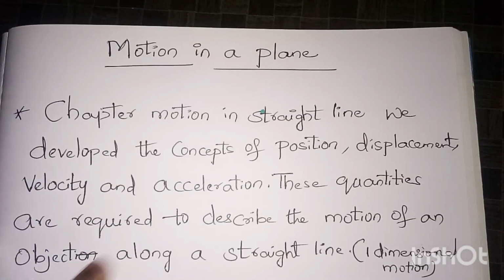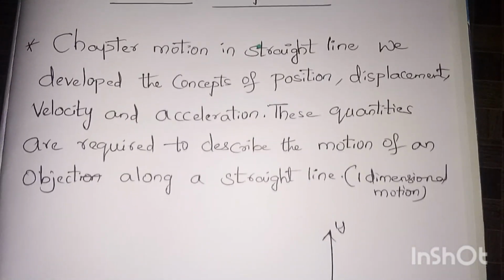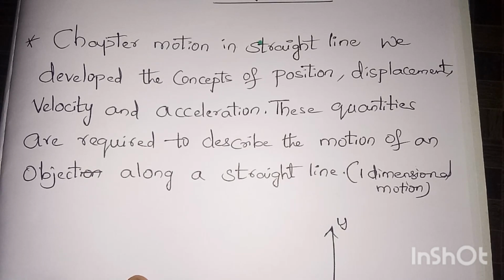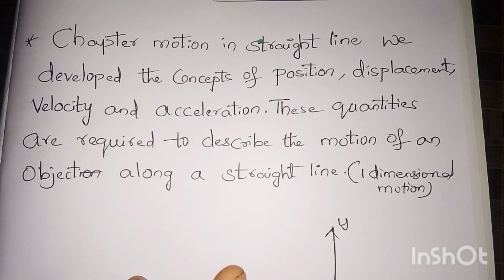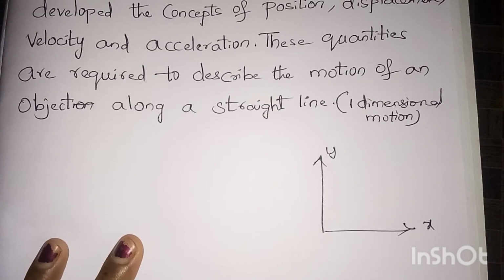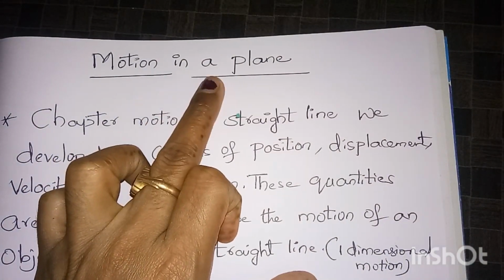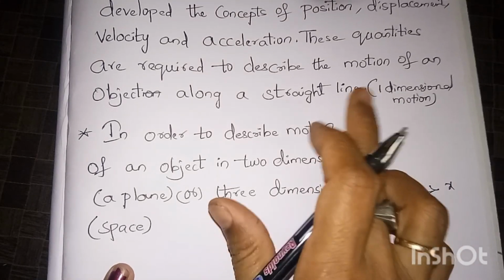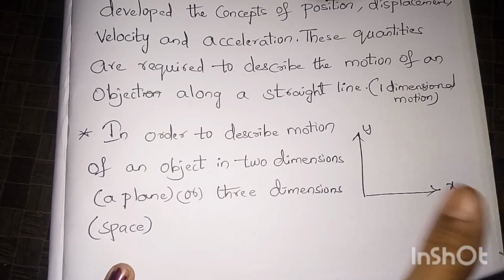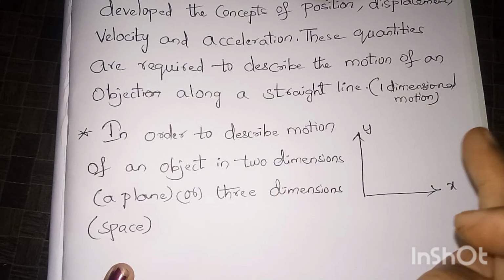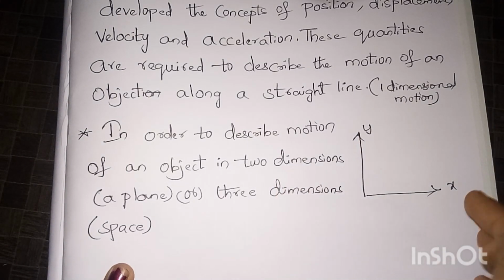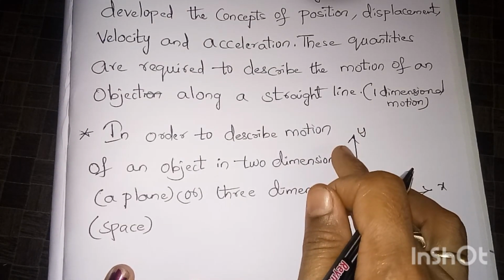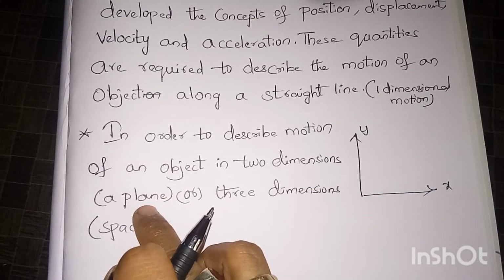So that represents motion in a plane. If an object moves in two directions, or in two axes, that represents the object is moving in a plane. If an object is moving in only one direction, the object is moving in a straight line. If an object is moving in two dimensions, that is in two directions, in two axes, then the object is moving in a plane.